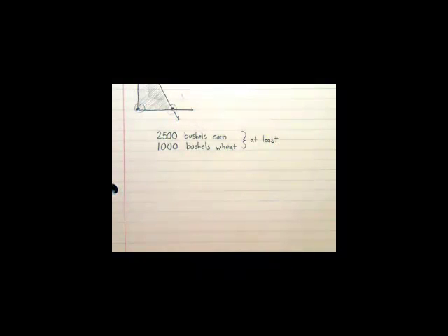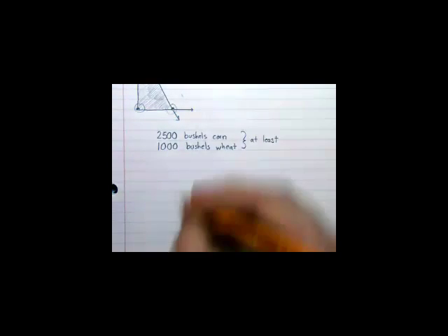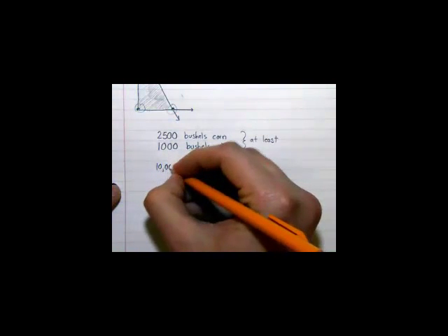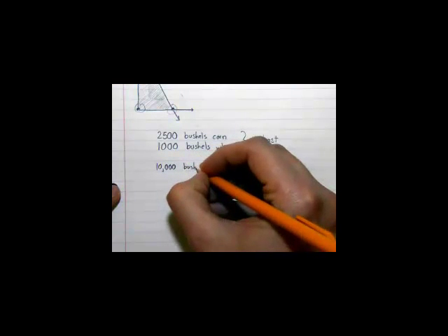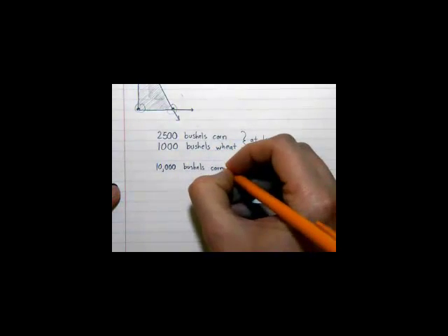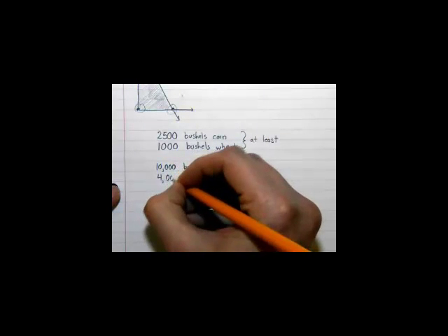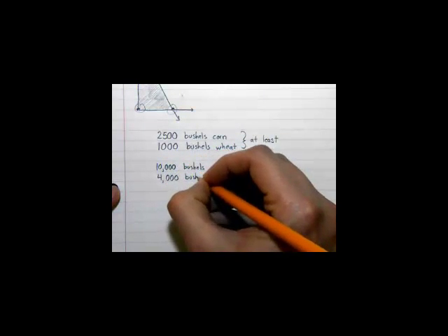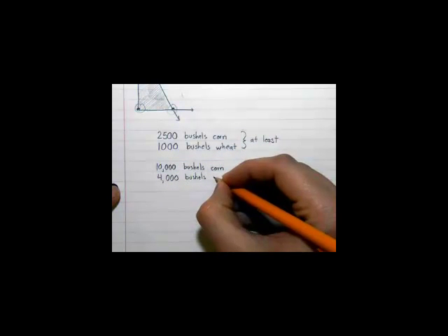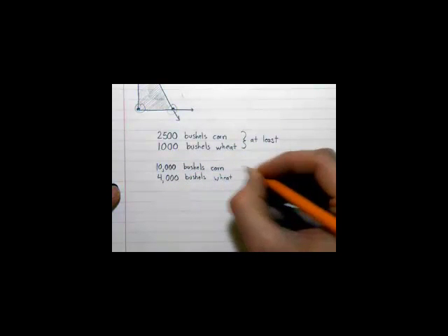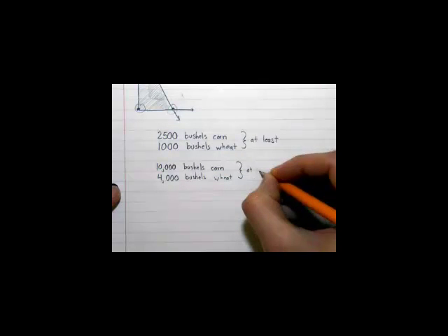Is there an upper limit to how much you can produce of each of those 2? Yeah, I guess. Okay. So can you give me an estimate of about how much of each of those? Probably 10,000 bushels of corn. Okay. 4,000 bushels of wheat. Okay, and that would be at most.